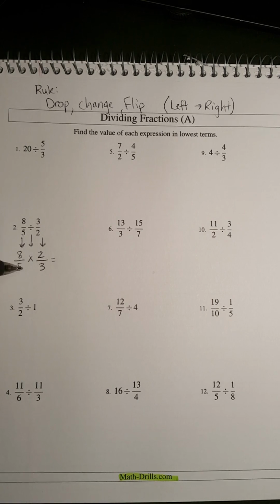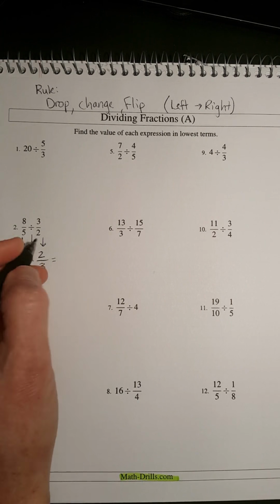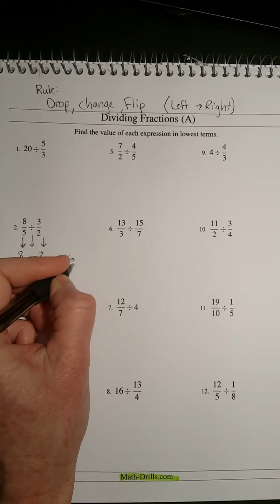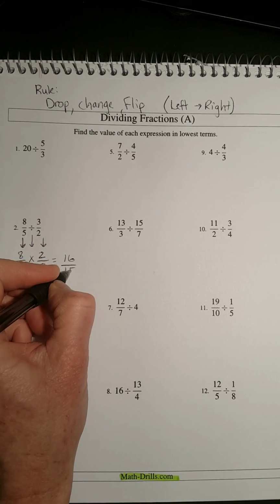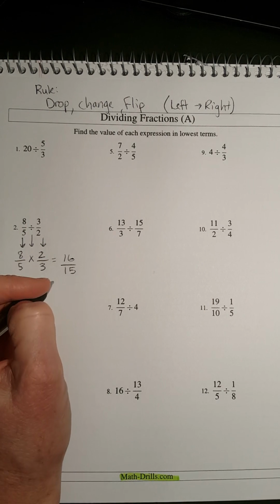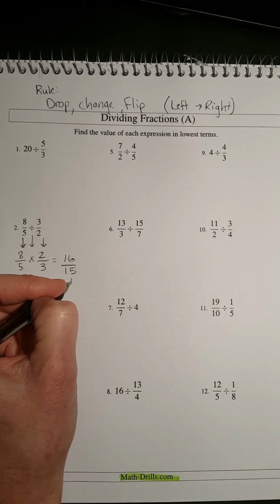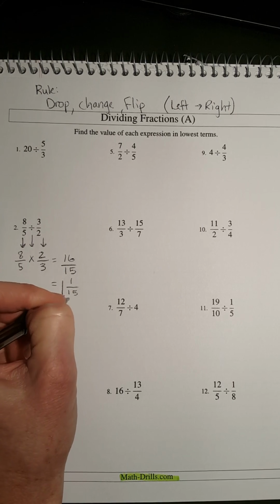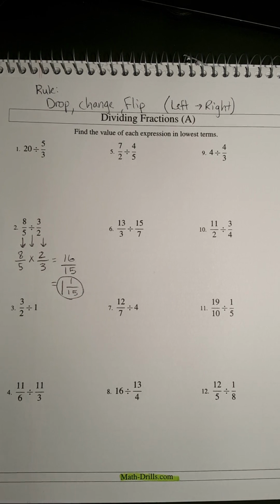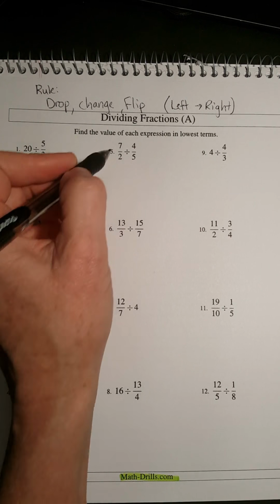5 and 2 do not have any factors in common to simplify. 8 and 3, no factors in common, so we're going to multiply across. 8 times 2 is 16. 5 times 3 is 15. If you need it to be a mixed number, that is equal to 1, because 15 goes into 16 once, with a remainder of 1 over the denominator. 1 and 1/15.